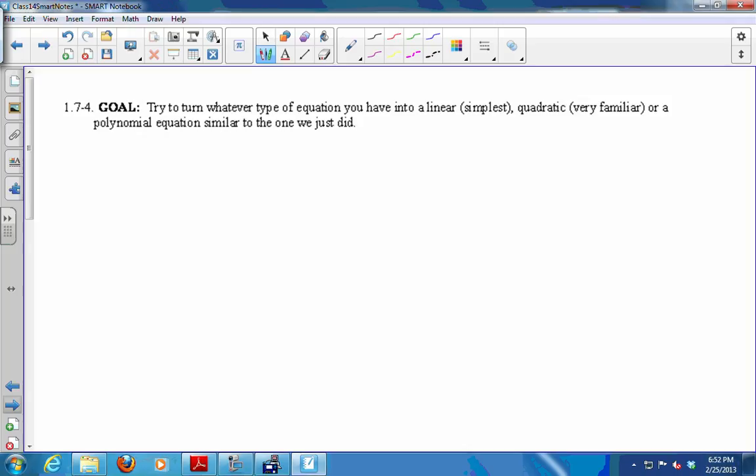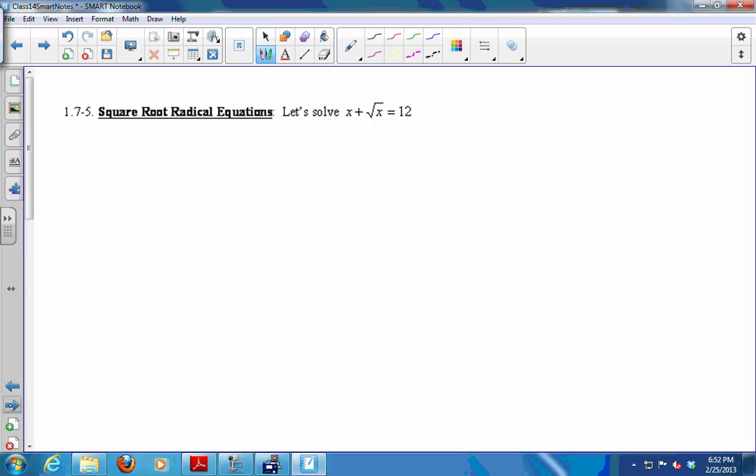So the goal is to try to turn whatever kind of equation that you have into something that looks like a linear or a quadratic or a polynomial. If it looks like something that you don't know how to solve, try to turn it into something you do know how to solve. Right? That old mathematician's trick. So for a radical equation, I have x plus radical x equals 12.